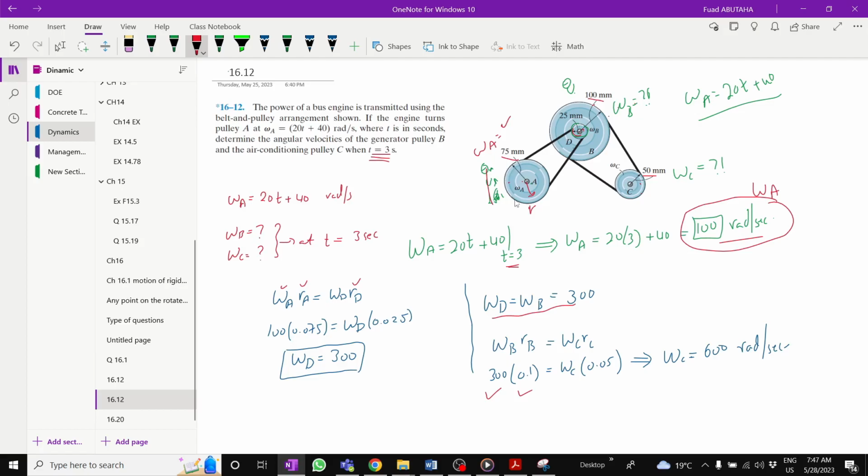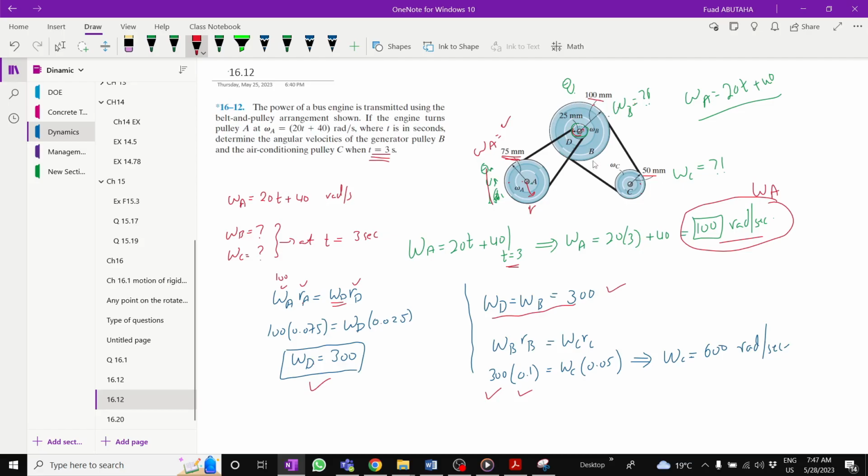Now we link pulley A with pulley D. How does it link? Omega A RA is equal to omega D RD. Omega A is already calculated, 100. RA is given in millimeters, we need to convert it to meters, which is 0.075, equal to omega D, which is not given, and the radius of D is given. From this we can calculate omega D, and omega D is the same as omega B. So omega D is equal to omega B, which is the same as 300.